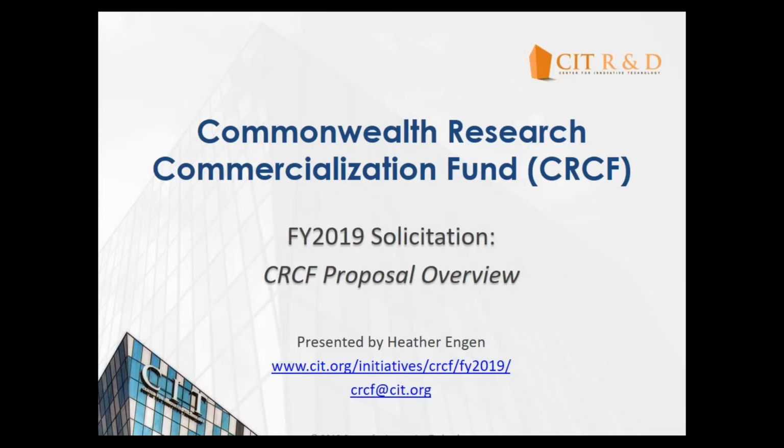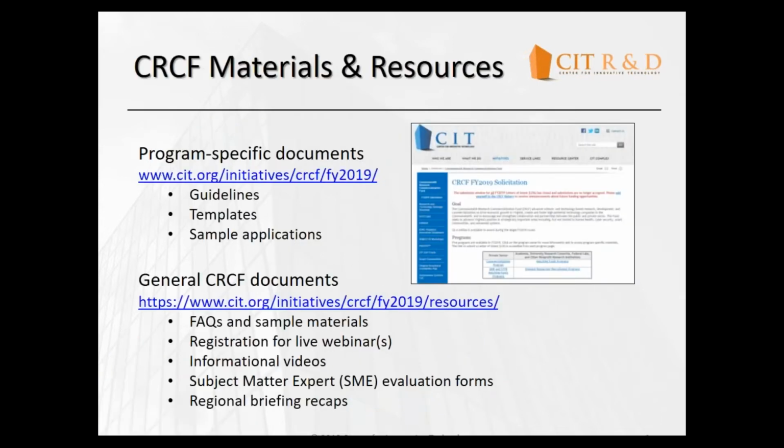There you can also find several shorter topic-specific videos on many of the areas that will be discussed in this presentation. All the required materials that you will need to submit your FY19 application can be found on CIT's website. To access the documents you need, click on the link for the specific program that you are applying under. There you will find documents such as the program guidelines, templates for that program's proposal and budget, and a sample program application. Towards the bottom of the CRCF landing page, or on any of the program pages, you'll see a link for the CRCF resources page.